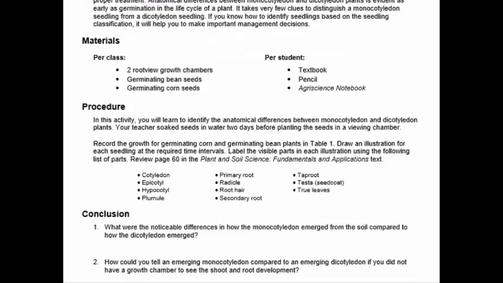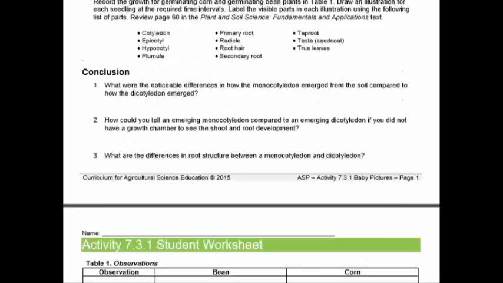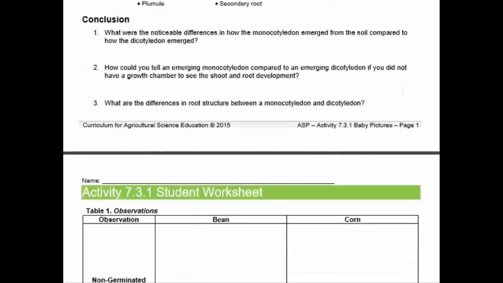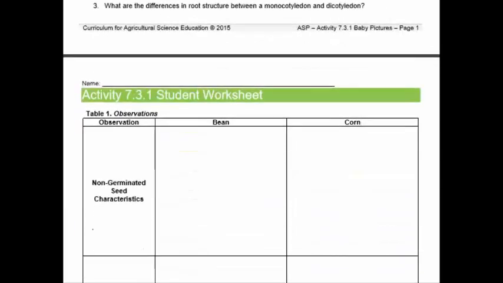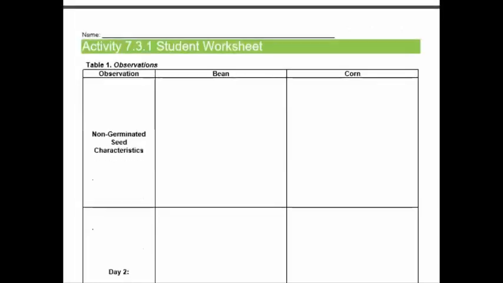Through Activity 7.3.1, Baby Pictures, you will identify the structures of seeds and seedlings at various stages of germination. Comparing these structures will help you to identify the seeds and seedlings as either monocotyledonous or dicotyledonous. Your teacher will provide seeds and growth chambers for you to observe the various phases of germination. You will record your observations in a photo album over the next few days.